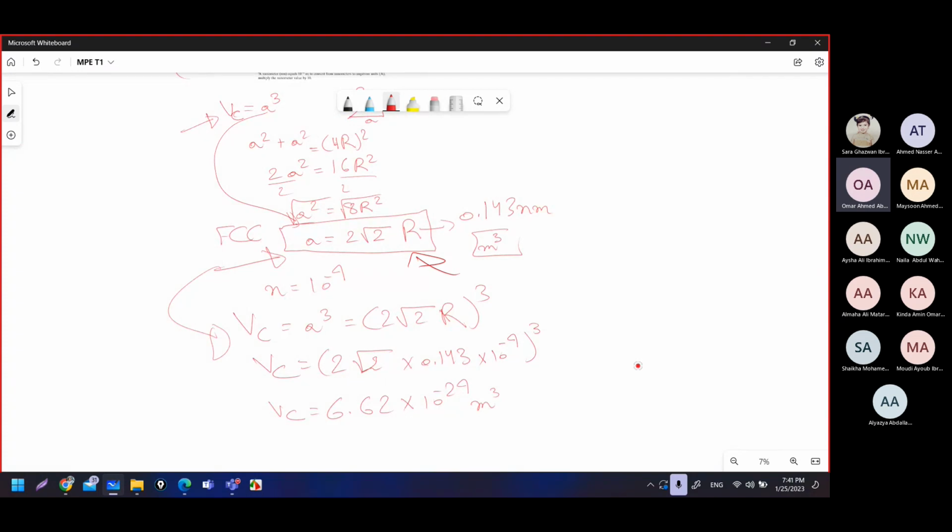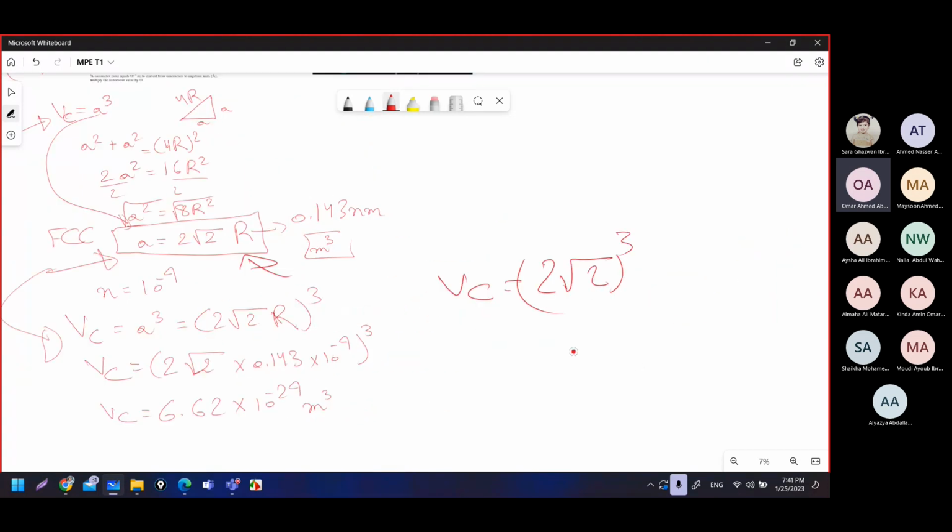At the end, we said that VC is equal to A cubed. We obtained that VC is equal to 2 times square root of 2 R, all cubed, which is 2 cubed times 8. If you calculate 2 times square root of 2 squared, this one is cubed, and also R is cubed. Let's make sure with the calculator. Yes, it will be 16 times square root of 2 times R cubed.